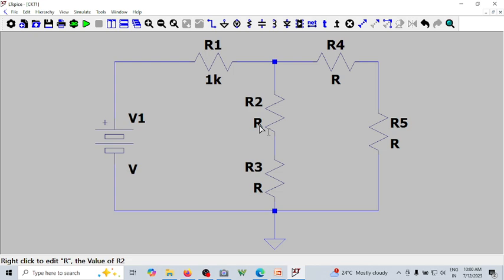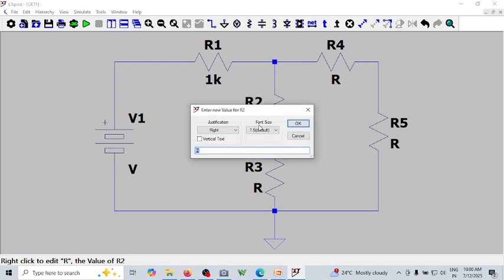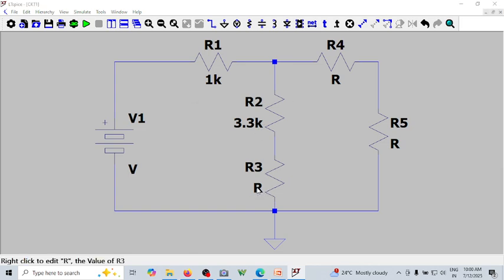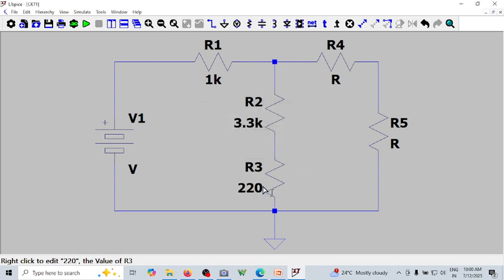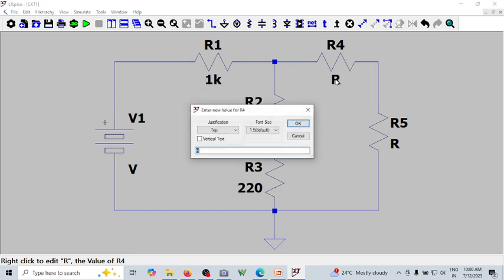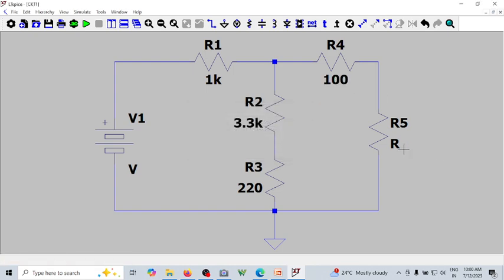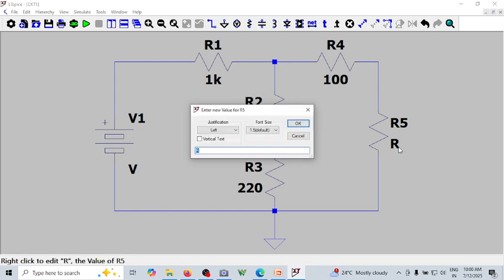And R2 happens to be, in our design, 3.3k, and this happens to be 220 ohm. So no need to specify it as ohm, just 220 is the indication. So now this is 100 ohm, and this is 4.7k. Okay, let me make it 4.7.